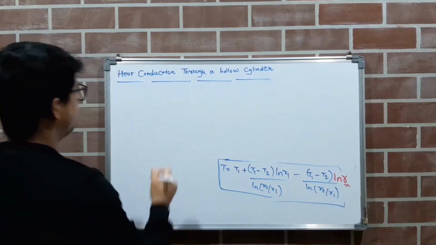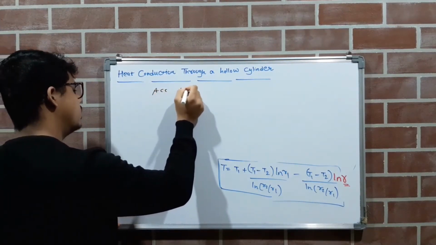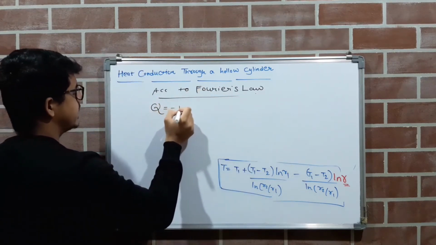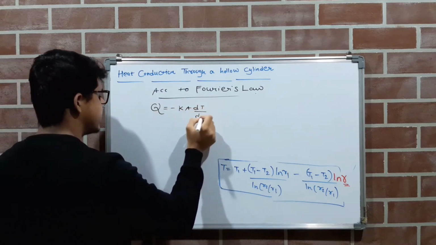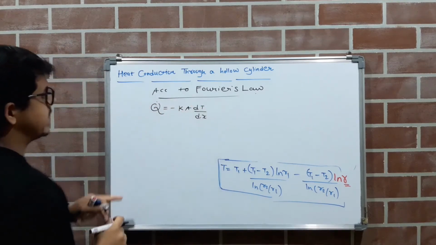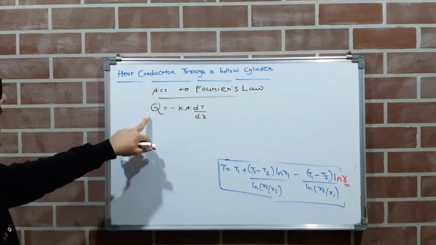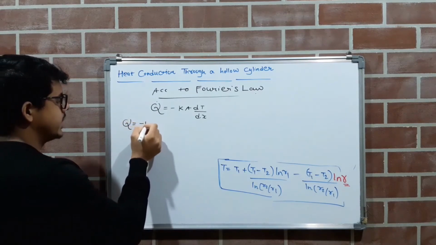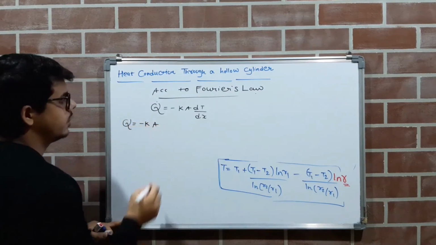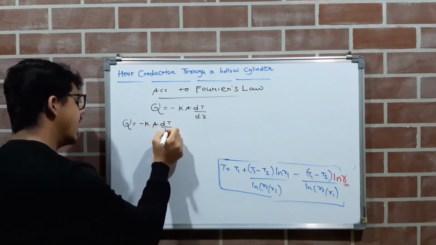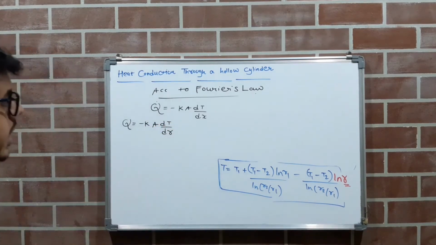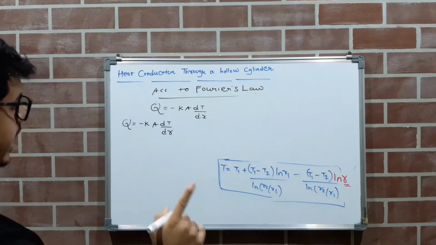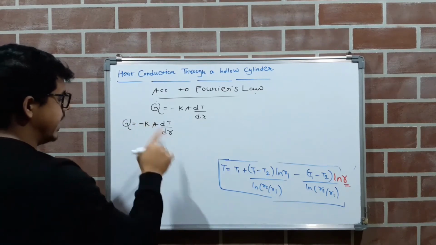So according to Fourier's law, Q is equal to minus K A dT by dx. This is Q dot, originally it is heat transfer rate, but we are just writing Q only. So Q is equal to minus K A into dT by dr. Why dr? Because we are considering in our case the radial direction, that is, the heat is flowing along one direction and that is along the radial direction. So we will write dr.